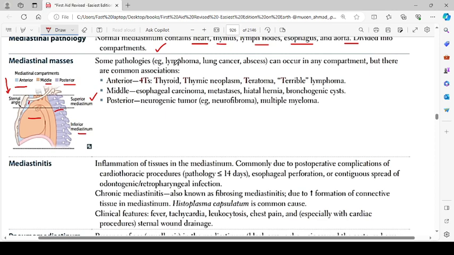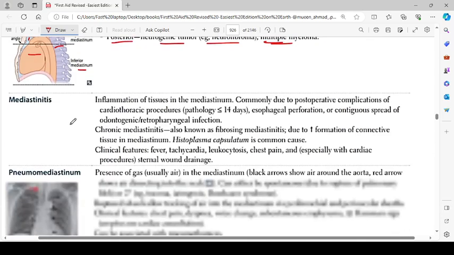So some pathologies like lymphoma, lung cancer, abscess can occur in any compartment, but there are some common associations. In the anterior mediastinum, we have the 4 T's: thyroid, thymic neoplasm, teratoma, and terrible lymphoma. In the middle portion, we have esophageal carcinoma, metastasis, hiatal hernia, and bronchogenic cysts. And in the posterior part, we have neurogenic tumors like neurofibroma, and multiple myeloma.